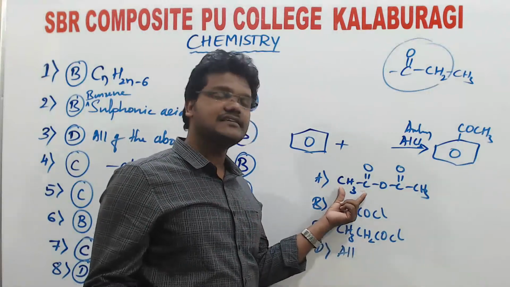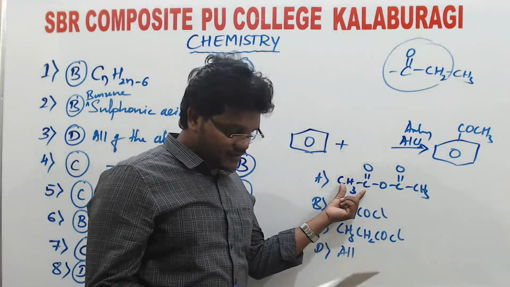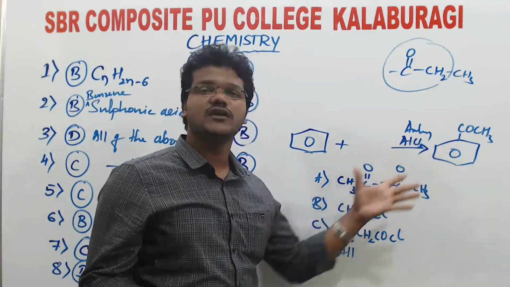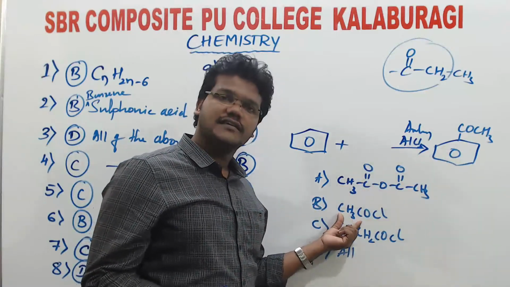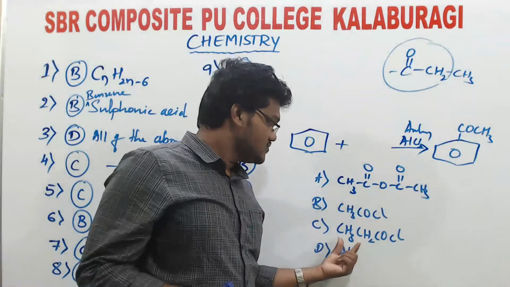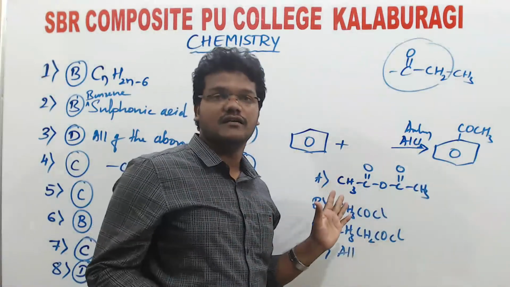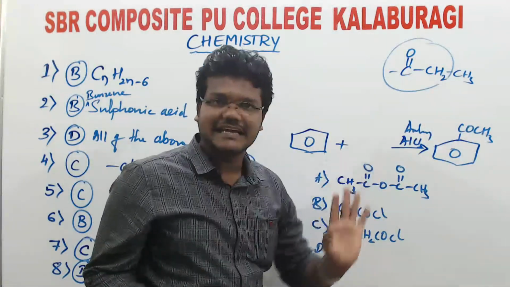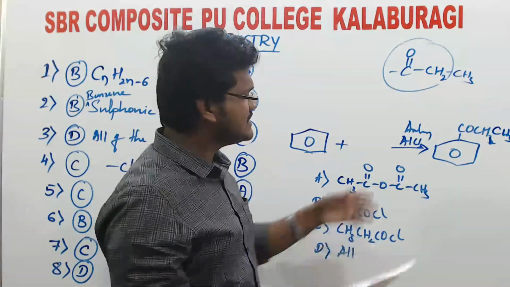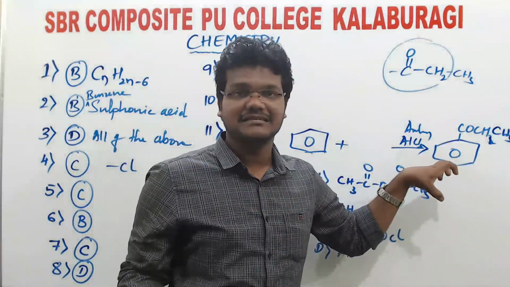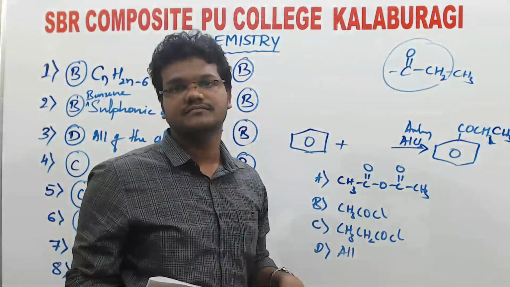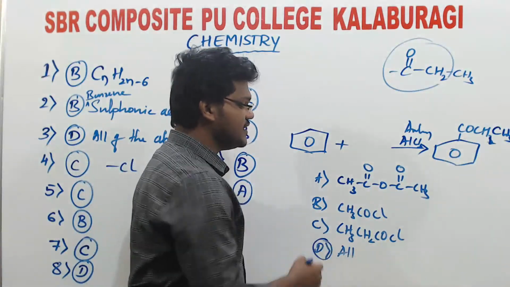So acylation can also be done by using acetic anhydride. Acetyl chloride also will give you acetophenone. Not only acetophenone, in fact, you can even get COCH2CH3. Correct? So this is addition of an acyl group, acylation. That is why all these three reagents can be used for acylation. Hence, it is my option number D.